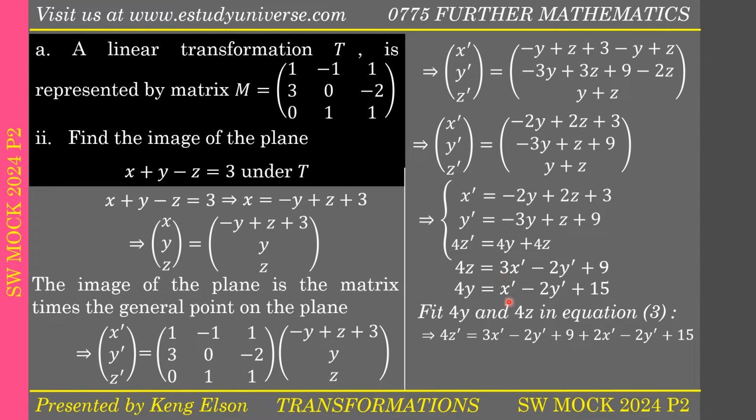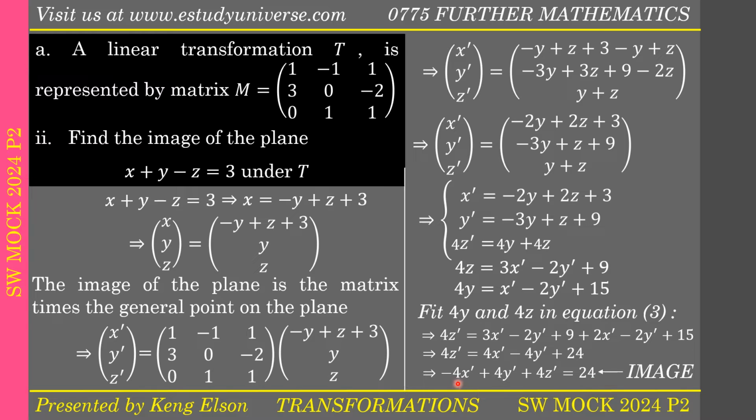Now let us add corresponding entries. 3x prime plus x prime is 4x prime. Negative 2y prime minus 2y prime is negative 4y prime. 9 plus 15 is 24. It therefore means that this is the image of the original plane. So the image of this plane is still a plane. So the image is negative 4x plus 4y plus 4z equal to 24.